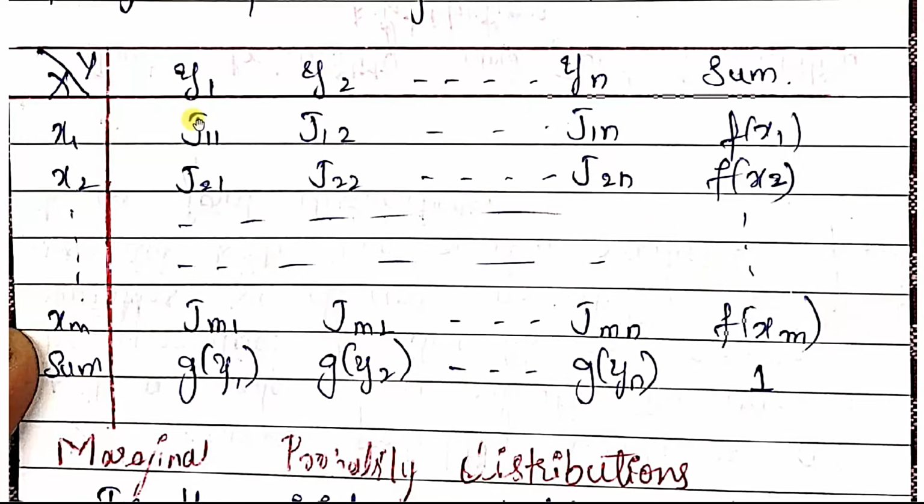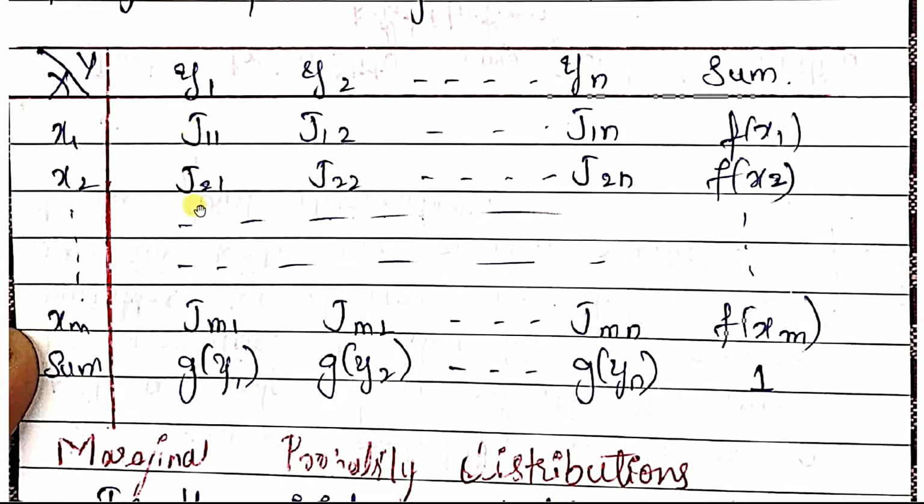Now if you keep on adding all these elements, see, J11 plus J12 plus J13 and so on till J1n, if you sum all these elements, then that is identified as f of x1. Then similarly in the second row, if you add all these terms, then the sum is identified as f of x2. Similarly for the last row, the mth row, Jm1 plus Jm2 plus Jm3 and so on till Jmn, when you add all these terms, then the term will be identified as f of xm.